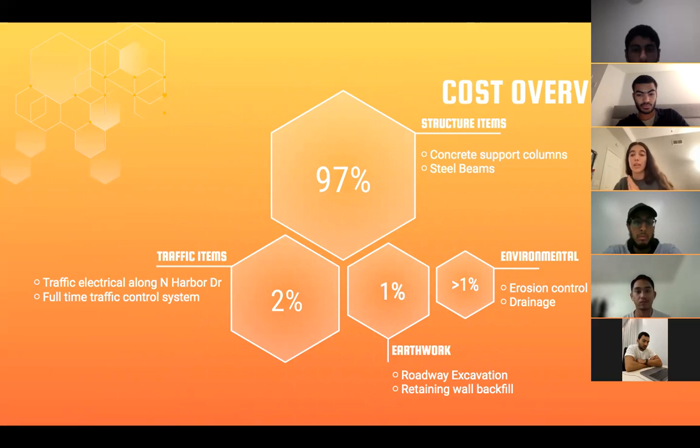2% for traffic items like the traffic electrical along North Harbor Drive and the full-time traffic control during construction so that pedestrians and cars can pass safely and have a detour route. Earthwork is only 1% because the road is relatively flat already, and then environmental is less than 1%.